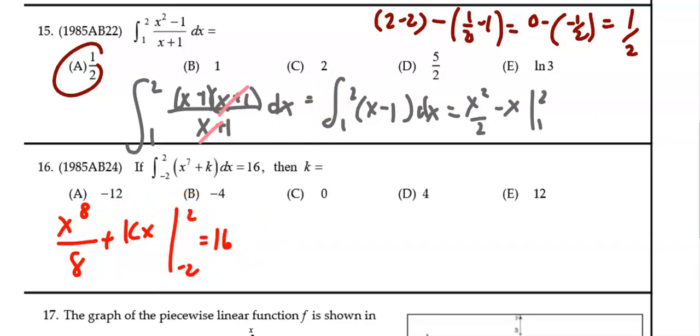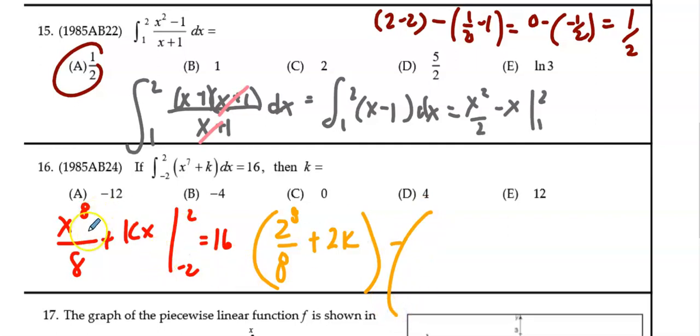What's beautiful about this and why I like this question so much, ladies and gentlemen, is that if we go ahead and start plugging in, we're going to plug in 2 first. This is when x equals 2. We're going to get 2 to the 8 over 8. Notice I'm not simplifying that, and hear me out in a second. Plus 2k, we don't know what k is, so 2k, minus, now I'm going to plug in -2.